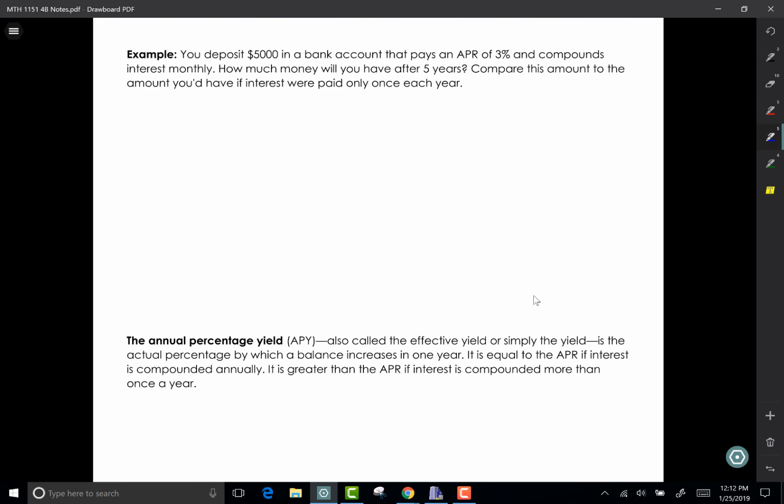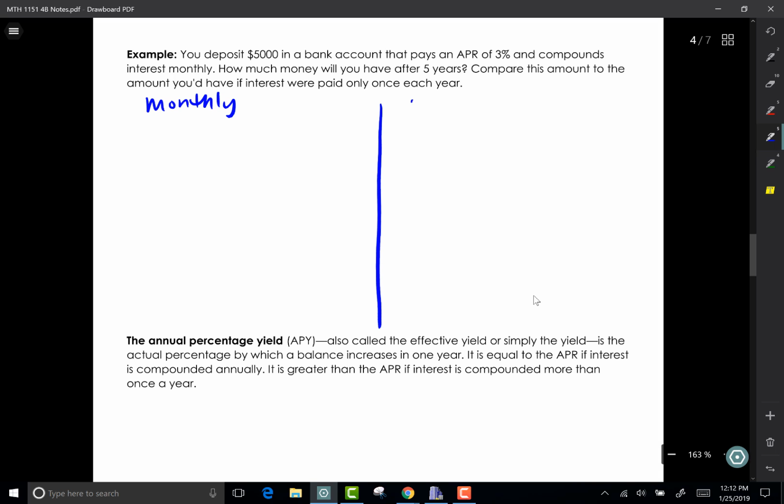You deposit $5,000 in a bank account that pays APR of 3%, and it compounds the interest monthly. We're going to figure out how much we would have after 5 years. And then we're also going to do the same thing, but we're going to do it if we compounded it yearly, and we're going to compare. So let's do monthly over here, and we'll do yearly here. Okay, so our principal, our starting amount is $5,000, so that's going to go in for our P in our formula.